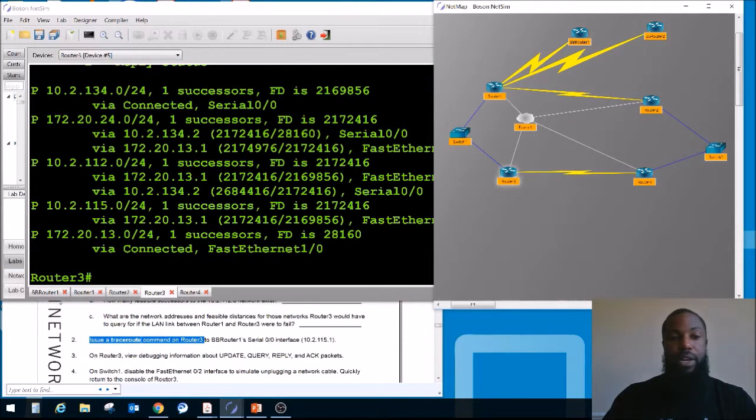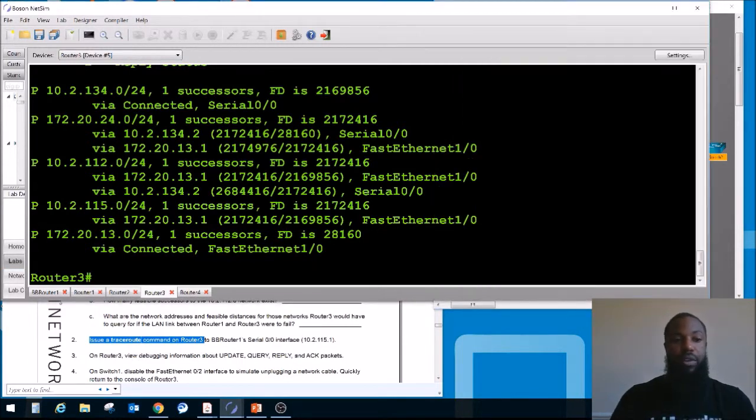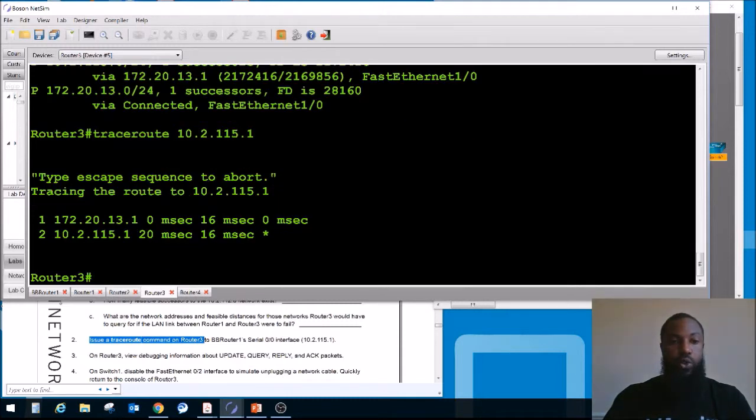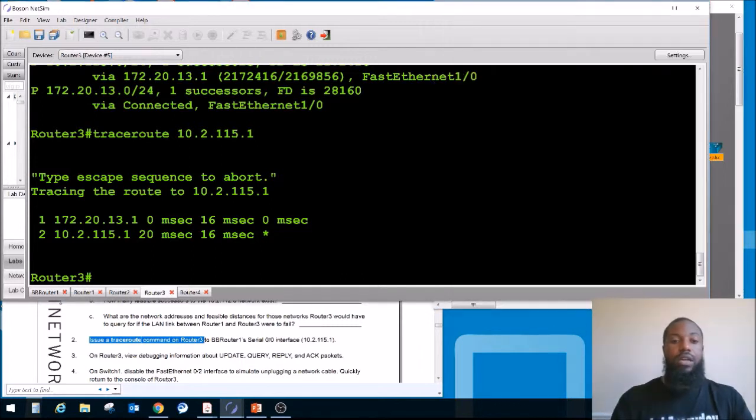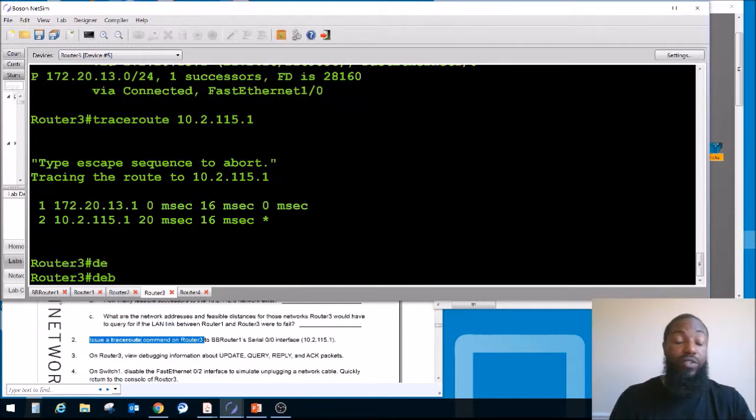Issue a traceroute command on router 3. So we're going to go to router 3. We are on router 3. Traceroute to branch or backbone router 1 serial 0/0/1 interface, which is 10.2.115.1. On router 3, we view debugging. So we did a traceroute from this guy to that guy. On router 3, view debugging information about update, query, reply, and ACK packets. Believe we could do debug. I just learned this before I started even running this lab.